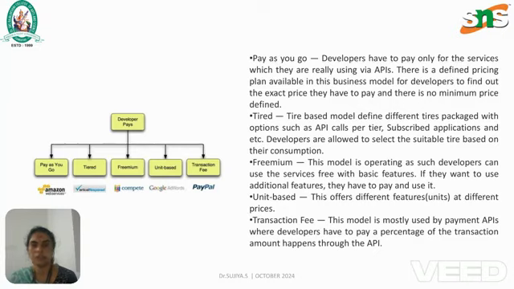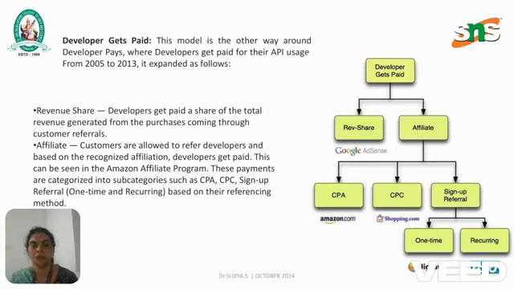Next is developer get paid. This model is the other way around from developers pay, where developers get paid for their API usage. It was used from 2005 to 2013, and it has been explained in the previous one, and also it is going to be explained in the oncoming ones, where revenue share and affiliate are the most common. Here, in revenue share, developers get paid a share of the total revenue generated from the purchases coming through the customer's referral. In affiliate, customers are allowed to refer developers, and based on their recognized affiliations, developers get paid. This can be seen in the Amazon affiliate program, and these payments are categorized into subcategories such as CPA, CPC, sign up referral, one time, and recruiting based on their referencing methods. So this is the flow of a developer get paid model.